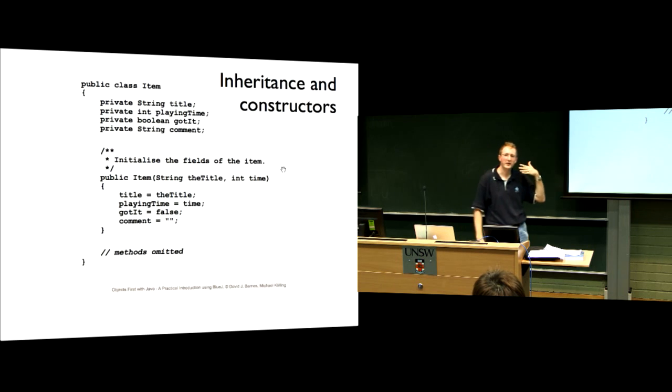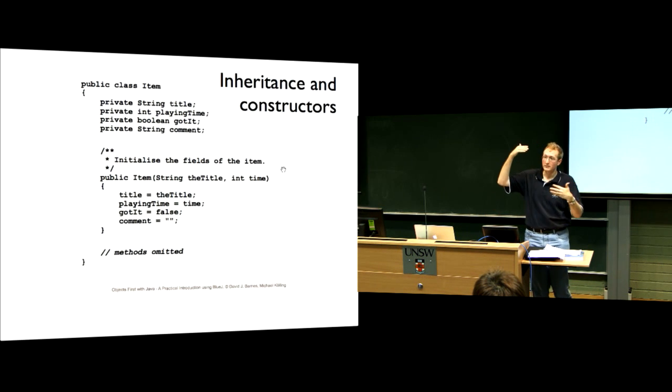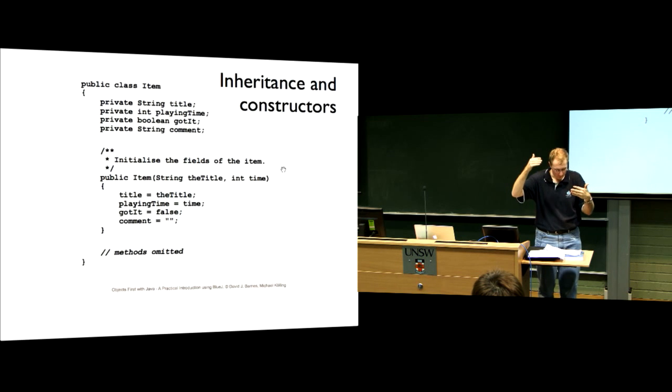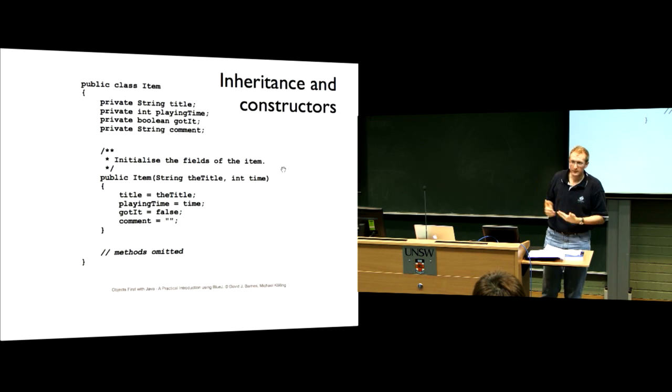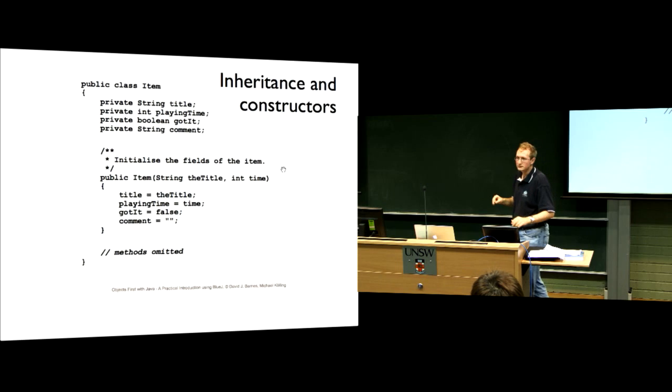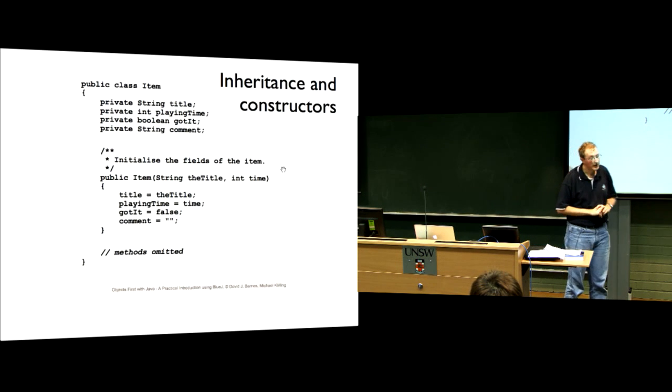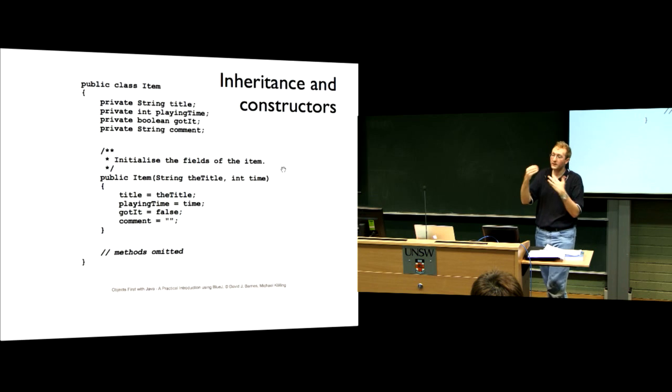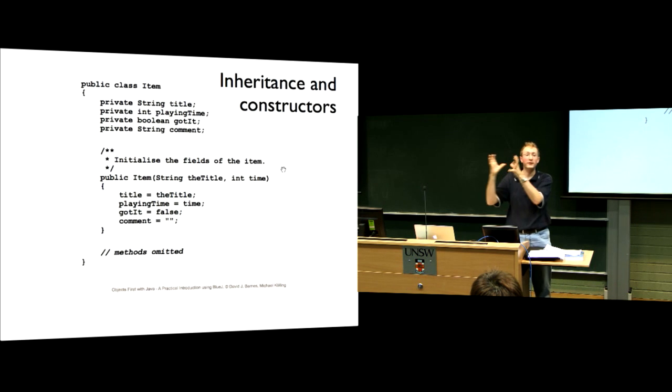Any thoughts? If we wanted to construct a CD which inherits from or extends an item object, what would we have to do? Well, yeah. We would have to initialize all of the fields in the CD and all of the fields in the item, right? Because a CD is an item, you'd have to initialize all those fields. Yeah, makes sense. Okay.